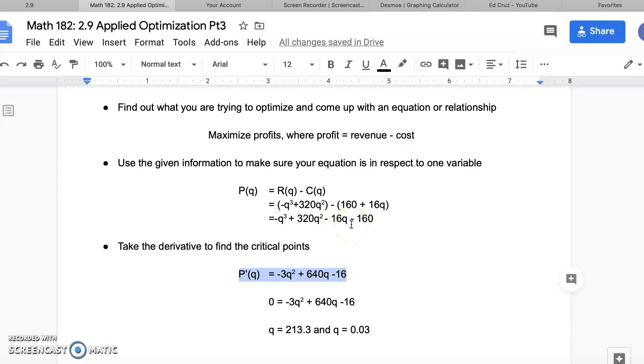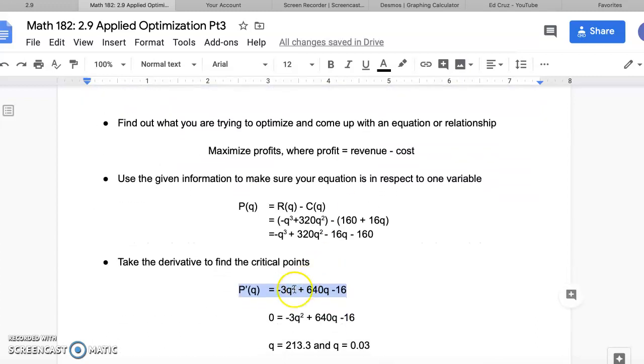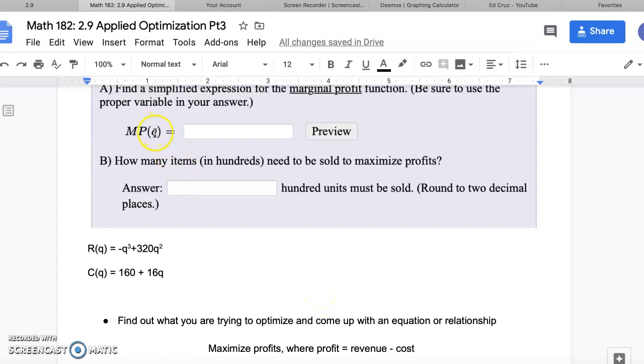Negative 3q to the second plus 64q minus 16. Okay, so we would just put in the right side here. Make sure you use the q because they are using q.